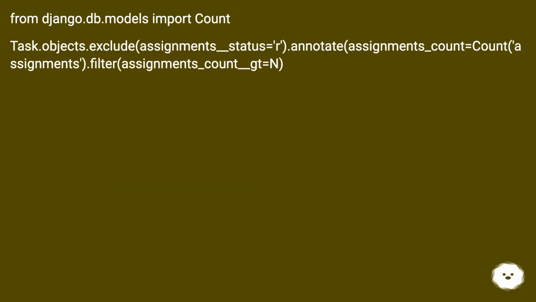From django.db.models import Count. Task.objects.exclude(assignments__status='r').annotate(assignments_count=Count('assignments')).filter(assignments_count__gt=n).